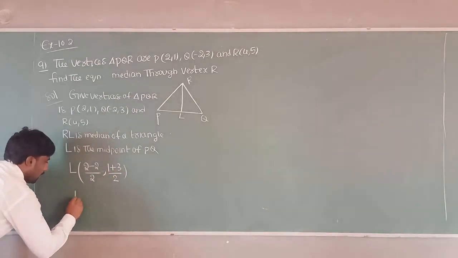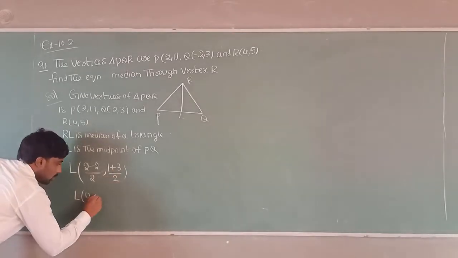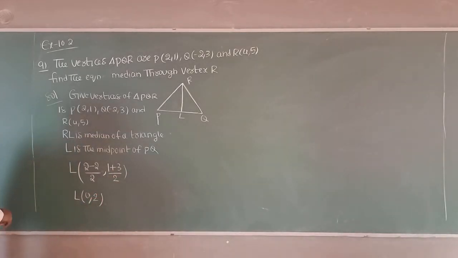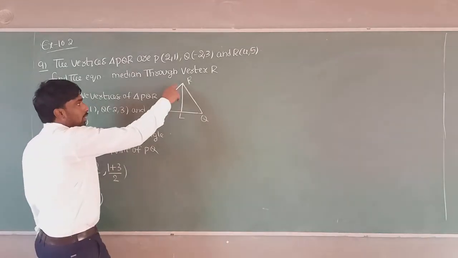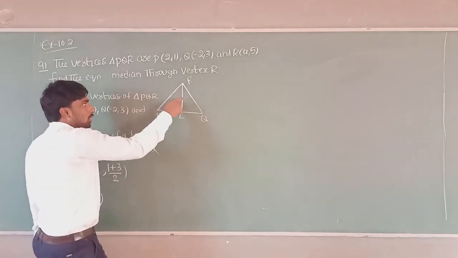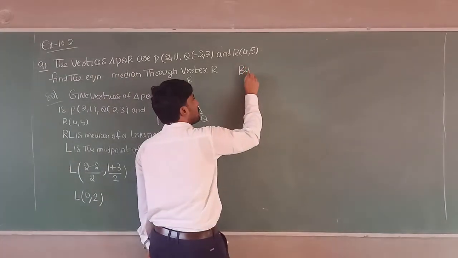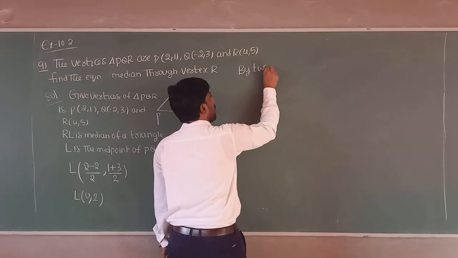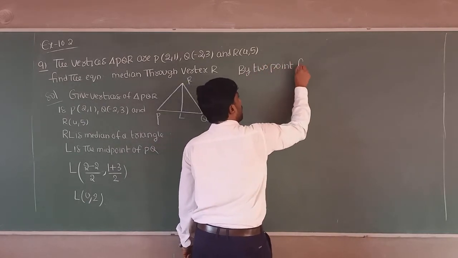So what will I get here? This point is 0, and this point is 4 by 2. So 4 by 2 means the L point is 0, 2. Now for the equation of a line passing through 2 points, you can apply here the two point form.